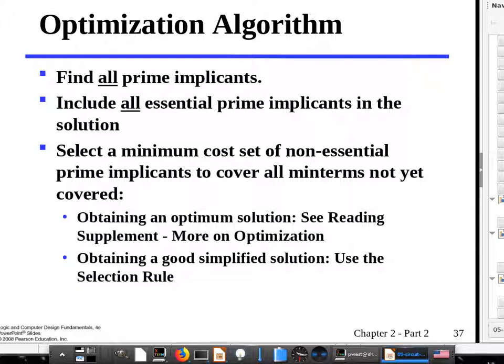All right, the optimization algorithm. Find all prime implicates, include all essential prime implicates in your solution, great. The next step is to select a minimum cost set of non-essential prime implicates to cover all min-terms not yet covered. That is not an easy problem. That is actually a very hard problem. It's non-deterministic polynomial, so it turns out we have to use estimation algorithms in order to figure out the rest. We are not going to go over that in this class.